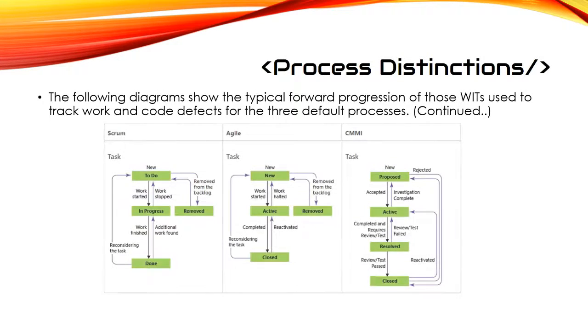Okay, so here we are looking at a task flow for Scrum, Agile, and CMMI. Within Scrum, you go from to-do to in progress to done, and you can remove a task. In Agile, you go from new to active to closed, and you can remove a task. In CMMI, you go from proposed to active to resolved and closed. You cannot remove a task here. As I said just a few seconds ago, you can remove tasks in both Scrum and Agile, but I'd only do so with the permission of your product owner and your Scrum Master.